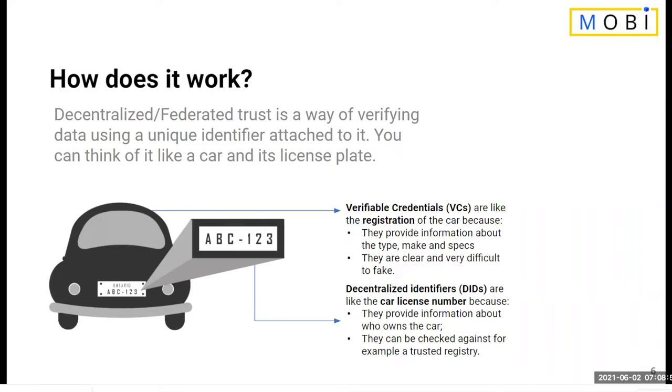Decentralized identifiers are like the car license number, because they provide information about who owns the car, and they can be checked against, for example, a trusted registry, just like you would do with a Department of Motor Vehicles, right? Except now you don't need a centralized entity anymore, like the Department of Motor Vehicles. Now you can do it in a federated or even fully decentralized manner.